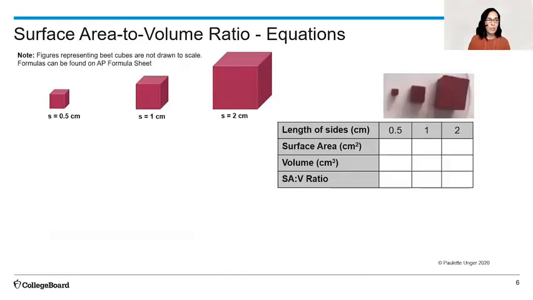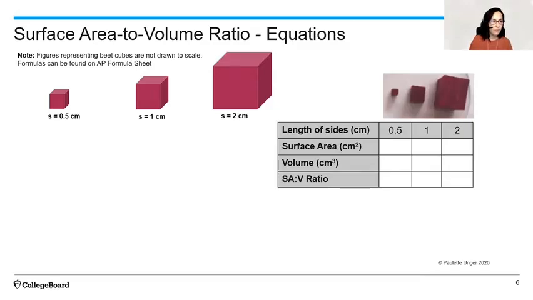So the formulas for surface area and volume of a cube, as well as for other shapes like cylinders and spheres, can be found on the AP formula sheet on AP Central. And I have three cubes that are not drawn to scale, but they're going to represent our beet cubes that were used in the demonstration. I'm going to calculate the surface area and volume for the smallest cube to show you how to apply these equations.